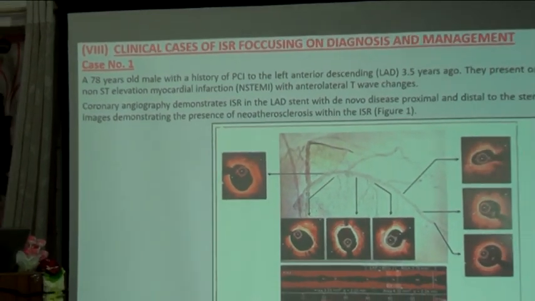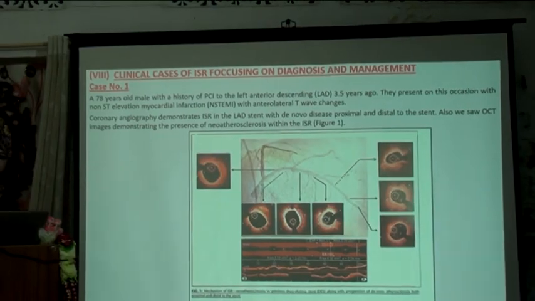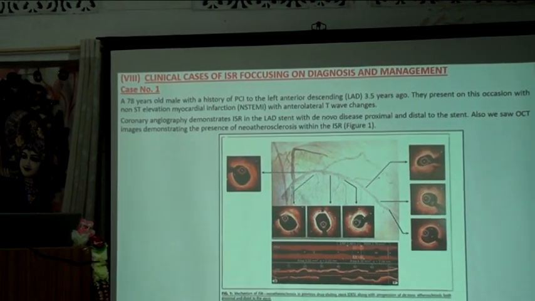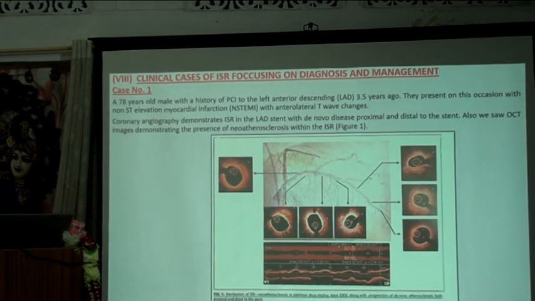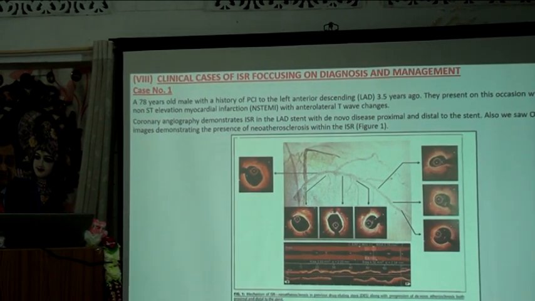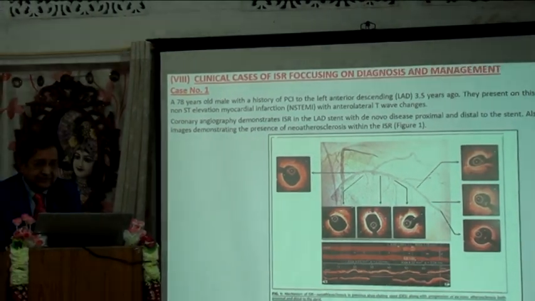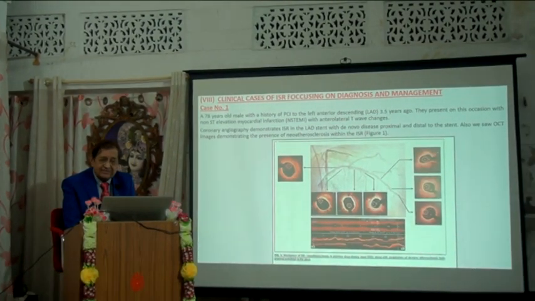Lastly, we will discuss clinical cases for in-stent restenosis, focusing on diagnosis and management. These are the examples of what they did. There are 5 cases. First we take the first case. Case number 1. A 78-year-old male with a history of PCI to the left anterior descending artery 3.5 years ago. He presents on this occasion with non-ST elevation myocardial infarction with anterolateral T wave changes.